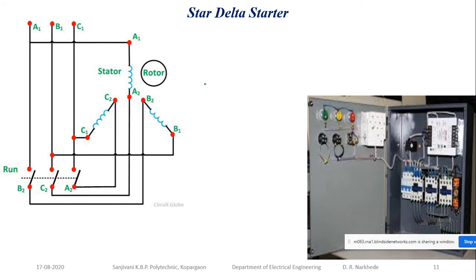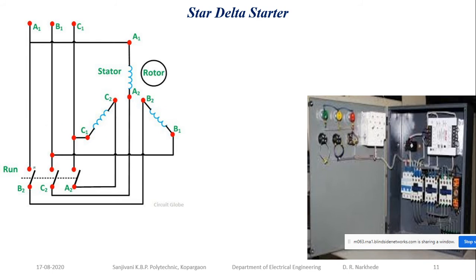The winding is connected in such a manner that when you connect it, the second terminals are shorted together. This is my R phase, Y phase, and B phase. This is a case of manual star delta starter. Here R phase is connected to this winding, Y phase is connected to this, and B phase is connected to this one. So when we do this, what exactly happens over here?